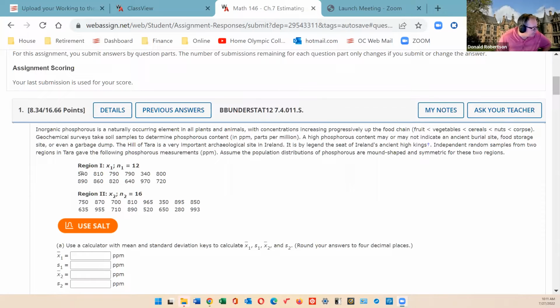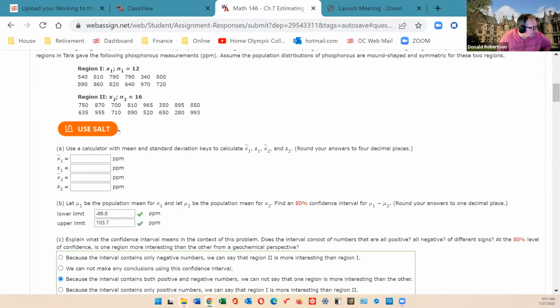So we have two regions. They have one region, region 1, where they took 12 soil samples, and these are the numbers. And then you have region 2 where they have 16 of them, and they got these. And they are interested in phosphorus content. So that's what these numbers represent. So I'm going to hit use SALT. Okay, this is dangerous. Hit the button.